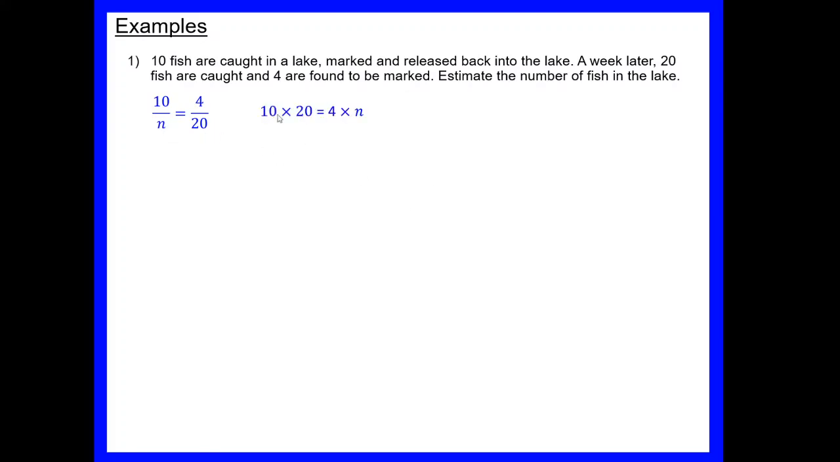So we end up with 10 times 20 and 4 times n. We want to find out n, so to get rid of the times by 4, we're going to divide by 4. So 10 times 20 divided by 4 means n is 50. So there are approximately 50 fish in the lake. So with those assumptions, we're assuming that the population is the same fraction as the marked fish.